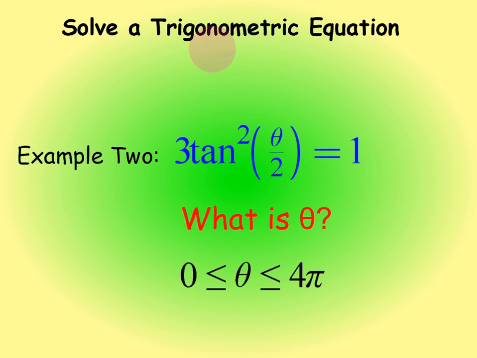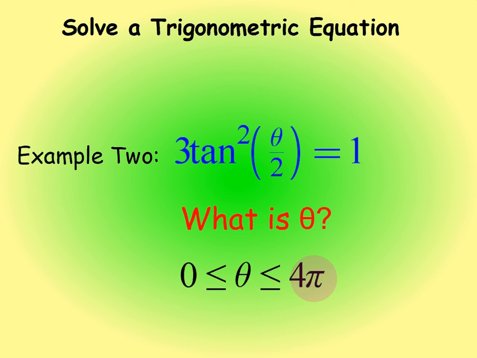For the next example of solving trig equations, we're going to be doing 3 tangent squared of theta over 2 is equal to 1. So again, this is 3 times tangent squared of theta over 2 equals 1. So we have a half angle inside. The question again is, what is theta? In other words, which angle, when I plug it in, makes this equation true on both sides? Even more specifically, what makes the left equal to 1 if the right is equal to 1?